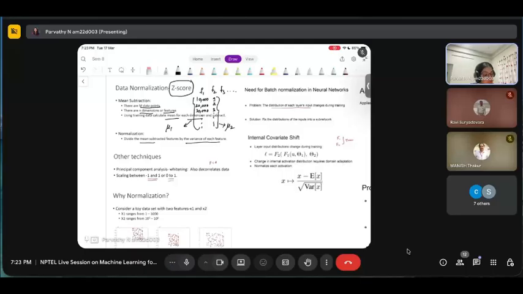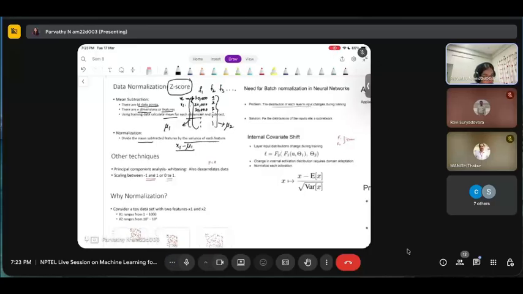Then we take each of the values. This is x1, x2, etc. So x1 minus mu1, divided by the variance of this feature f1. Similarly, for this one, we take the x1 feature, which is 1, minus the mean mu2, divided by the variance of f2. So this is how we do the z-score normalization. After normalization, the values will have a mean of 0 and a standard deviation of 1 after doing this scaling.